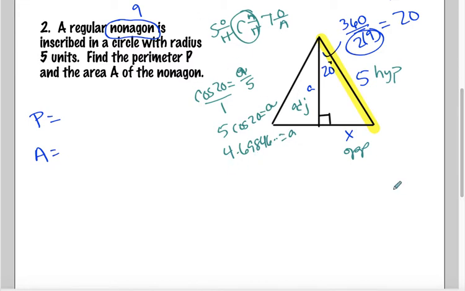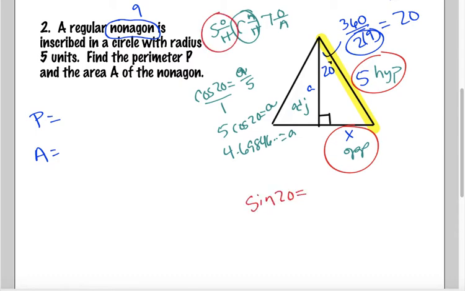Now we need to find the perimeter. To find the perimeter, I'm going to need to find X, and then I'm going to have to double it. So if I'm looking for X, then I am looking for the opposite, and I'm going to use the hypotenuse for that. So O and H, and that means that I'm going to use the sine function. So the sine of 20 equals the opposite over the hypotenuse, and so I'm going to be doing 5 times sine 20 to get X. So 5 times sine 20. And this gives me 1.710100, blah, blah, blah.